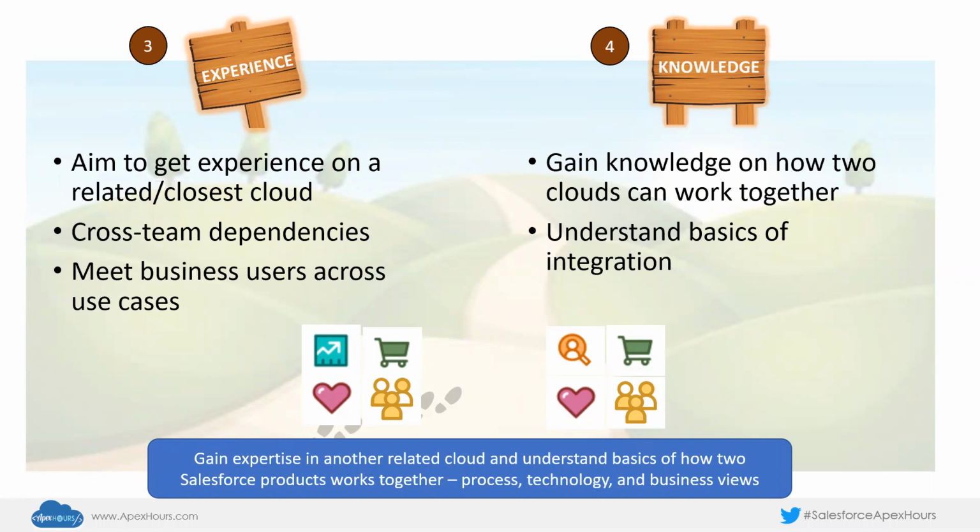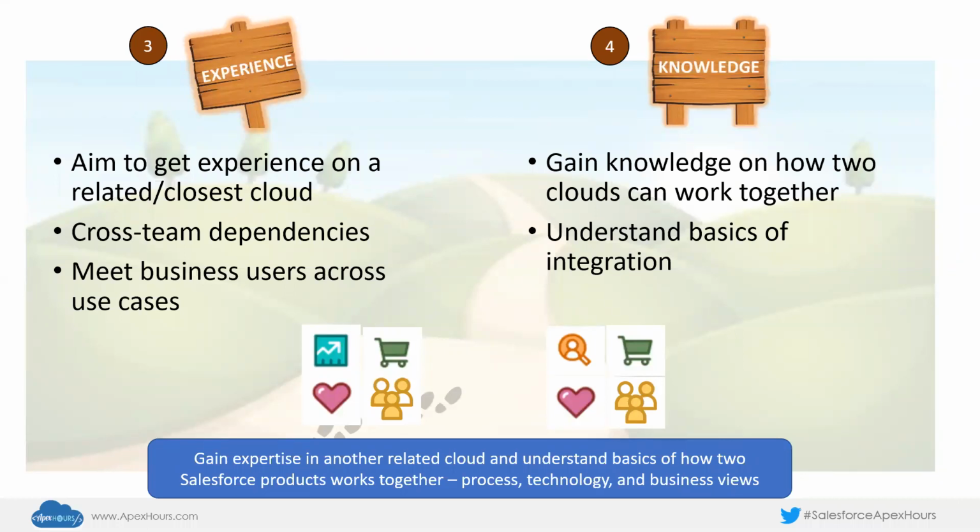And again, I've said process, technology, and business views. So technology is, of course, very straightforward. It could be data transfer, how you build integration, how the object model ties together. Process is not. I'm also thinking from an implementation or deployment perspective. What are the dependencies? What are the things you have to take into consideration? Right? What are the limitations which are there? So those sort of areas as well.